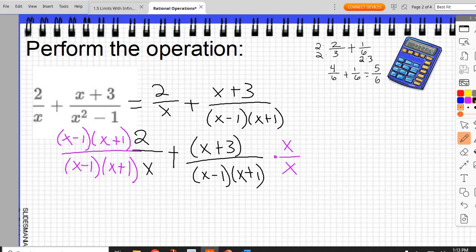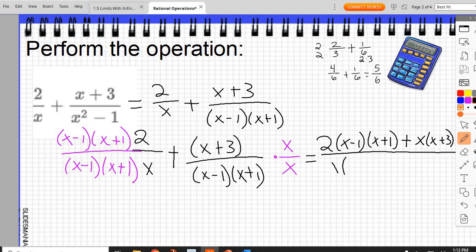Yeah, right, I have an x minus 1, x plus 1 on both of them, and I have an x on both of them. Yes? So what are we allowed to do? I can't reduce them yet. We can add them. So we would have 2 times x minus 1, x plus 1, plus x times x plus 3, all over our common denominator, which is x times x minus 1 times x plus 1.